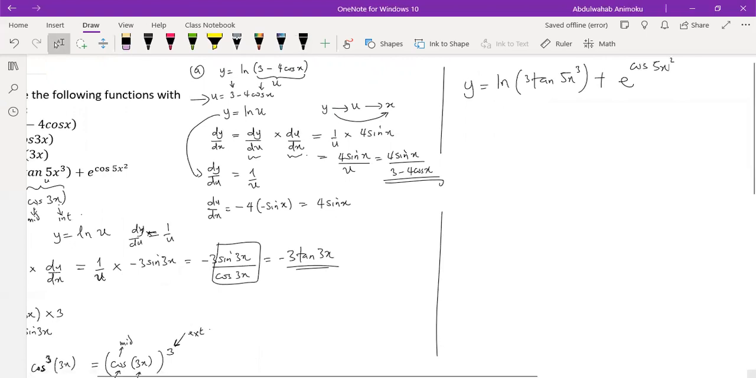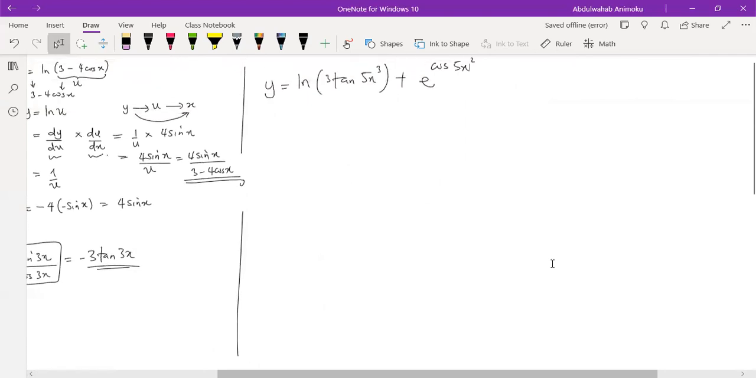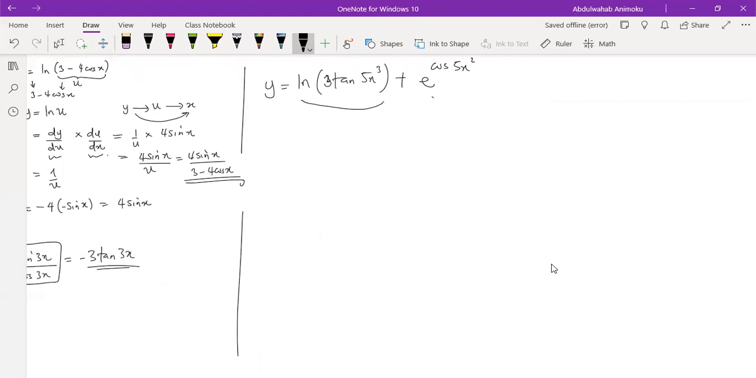Okay, so let's break this problem down. Now, when I see this problem, what do I see? The first thing I see is that I have addition of two functions. I have this plus this. So for me to find dy/dx, this is basically saying find the derivative of everything, where y is the same function.